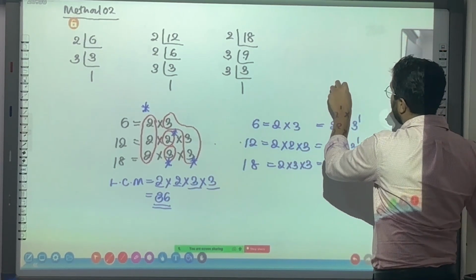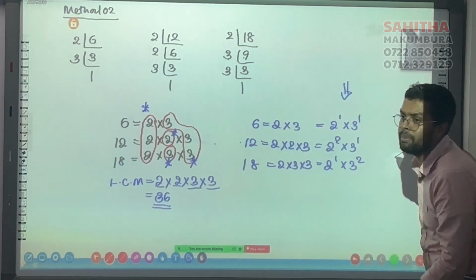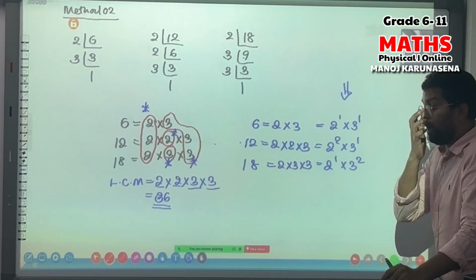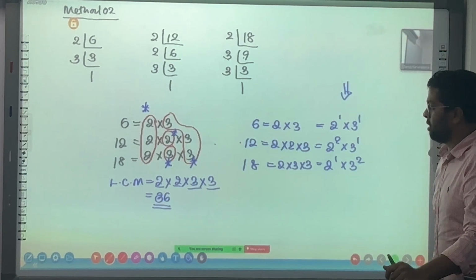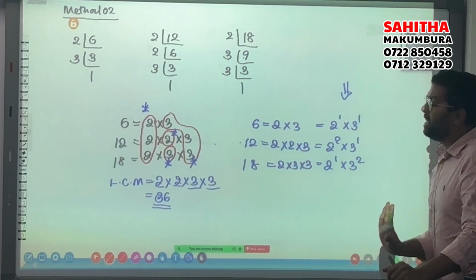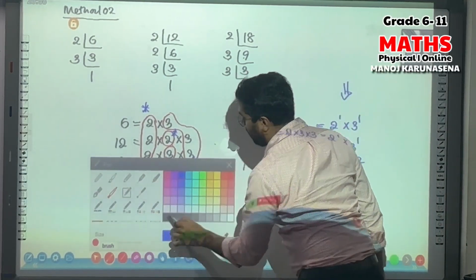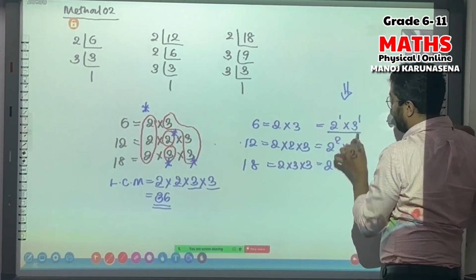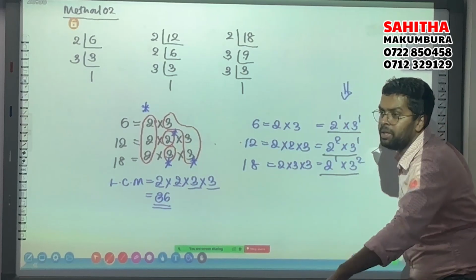So this is the method we are using from now onwards in order to find the least common multiple of any given numbers or any given algebraic terms. Right. My question: what are the different bases? Now only focus on this part. Let's only focus on this part. This one, and here. What are the different bases?